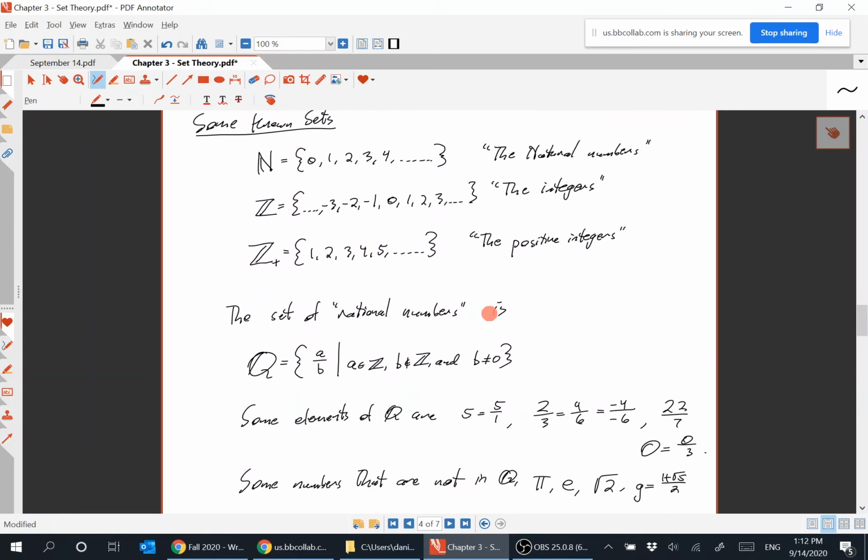And then the rational numbers has to be defined using set builder notation. It's the set of all a over b such that a is an integer, b is an integer, and b is not 0. So, a set of all fractions of integers. And in this presentation of the rational numbers, you see the same rational number listed many times in different ways, but it's still the same number.